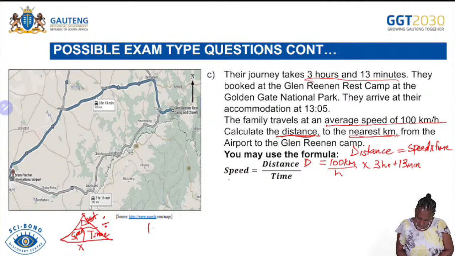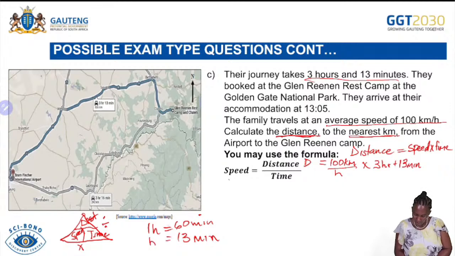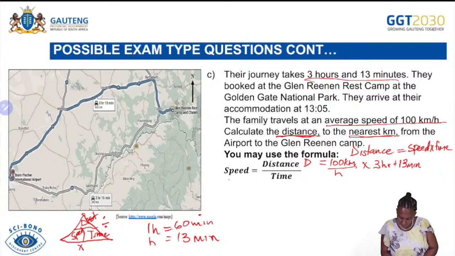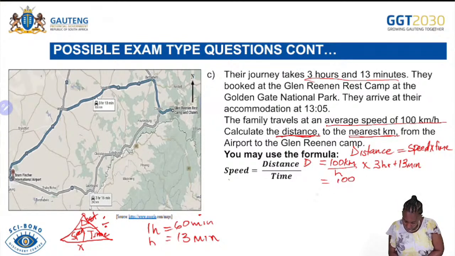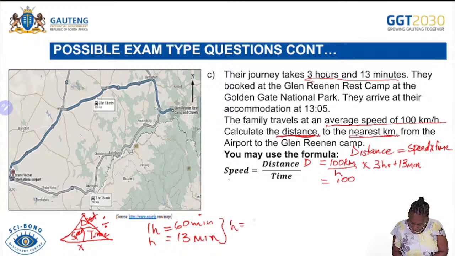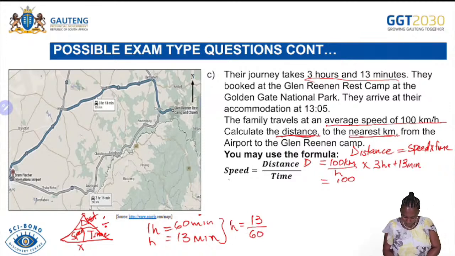We said 1 hour is equal to 60 minutes. And then we want to know 13 minutes is equal to how many hours? And then we just do our cross multiplication. Then here the time, the hours, will be 13 divided by what? By 60. 13 divided by 60, it will give us what?